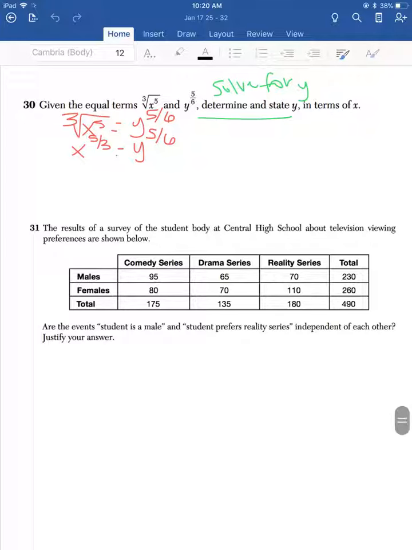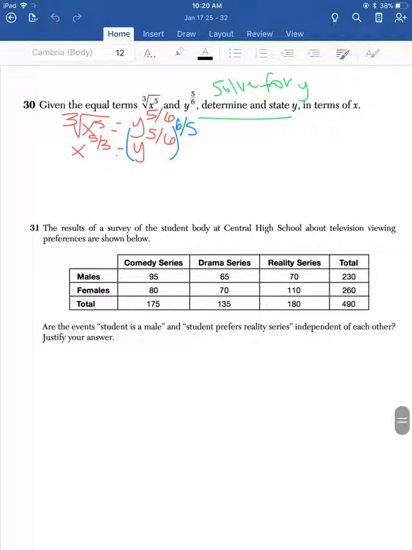So if you remember, we did this a while ago. To get y by itself, when it's being raised to a fractional exponent, you're going to get the base and the exponent isolated. And then you can raise both sides to the reciprocal power of whatever you want to get rid of. So here I want to get rid of 5/6, so I'm going to raise this to 6/5.